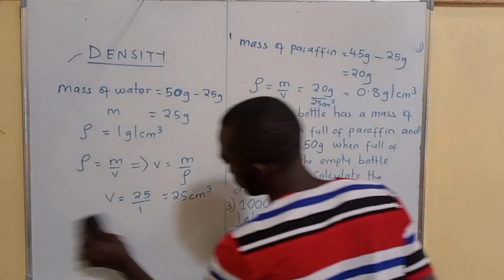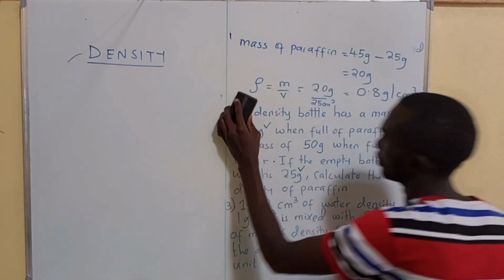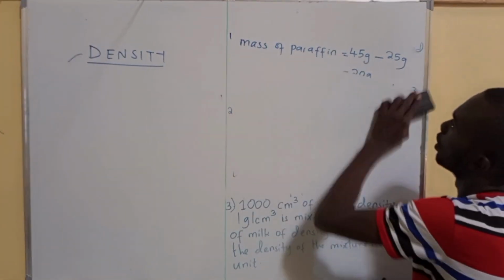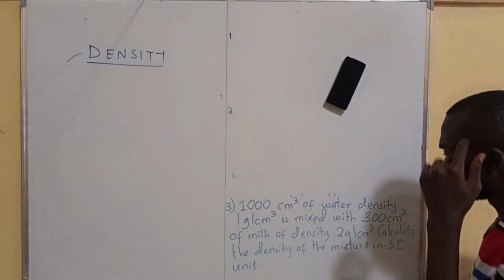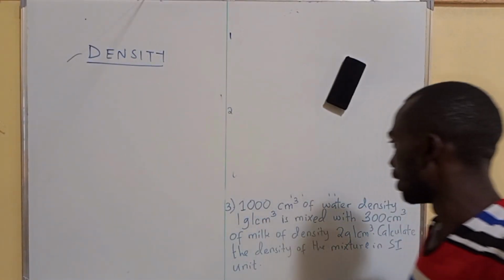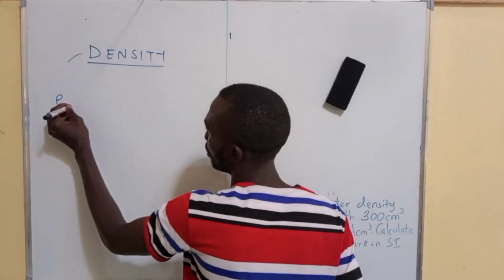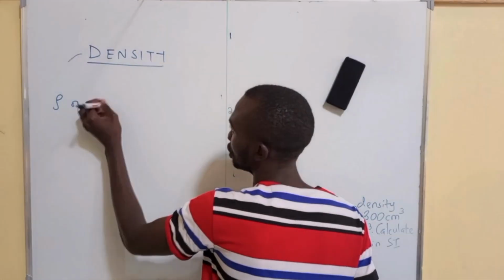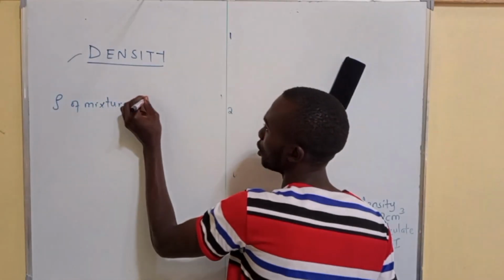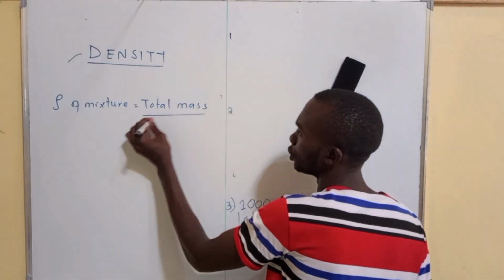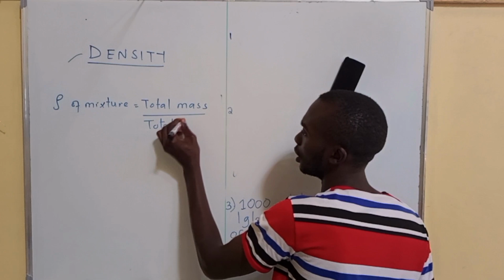Question 3. Let me go to question 3. 1,000 cubic centimeters of water of density 1 gram per cubic centimeter is mixed with 300 cubic centimeters of milk of density 2 grams per cubic centimeter. Calculate the density of the mixture. Density of the mixture is obtained by the formula total mass of the mixture over the total volume of the mixture.